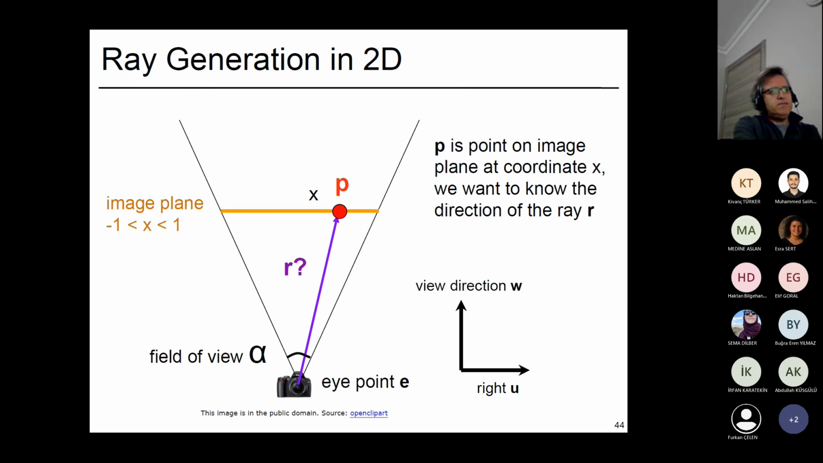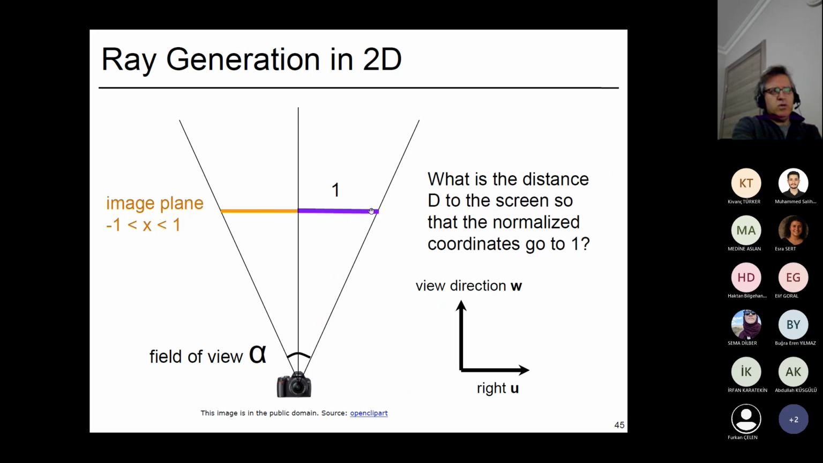That was camera coordinates. So how do we generate the ray in 2D? Let's look at that. This is the center point we have, and this is the point that we are interested in, and I want to find out this ray. This is the field of view of my camera, and this is just the x direction, and the x direction is limited from -1 to 1. All right. So in this case, I can do this very simply.